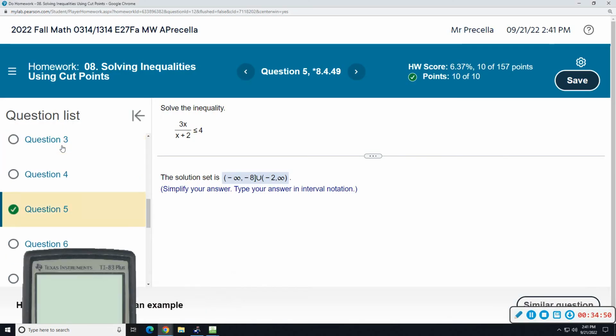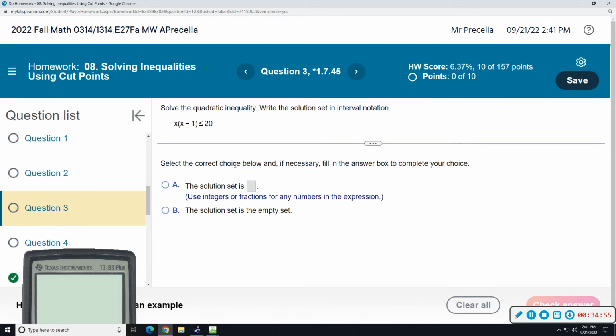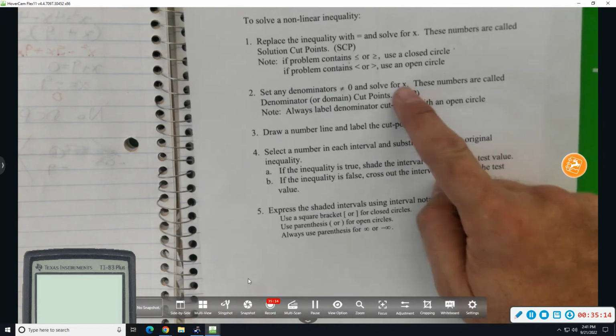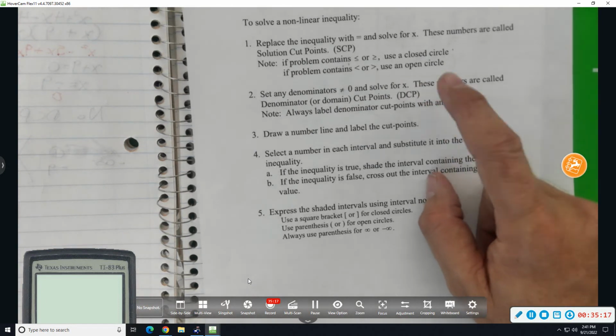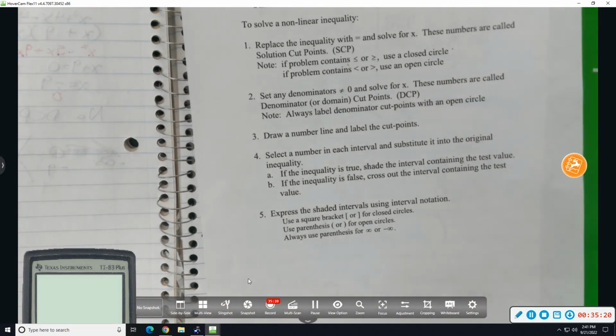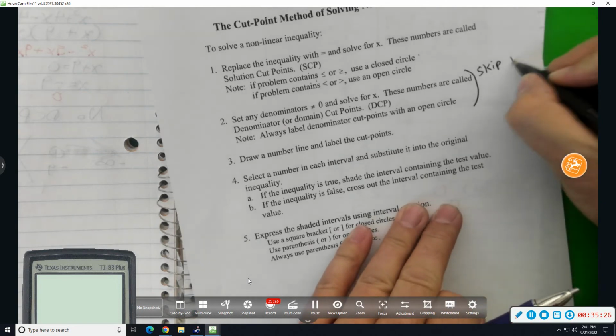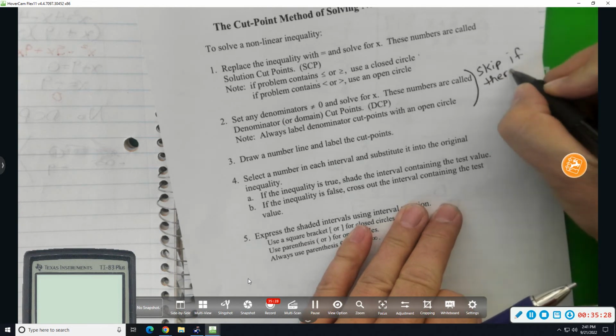Let's go back to problem 3 now. Problem number 3 doesn't have a fraction in it. If there's no fraction, then you're not going to be doing step 2. Okay? If there's no fractions, then you just skip this second step. Let's go ahead and make a note of that here on this little recipe. Skip if there are no fractions.